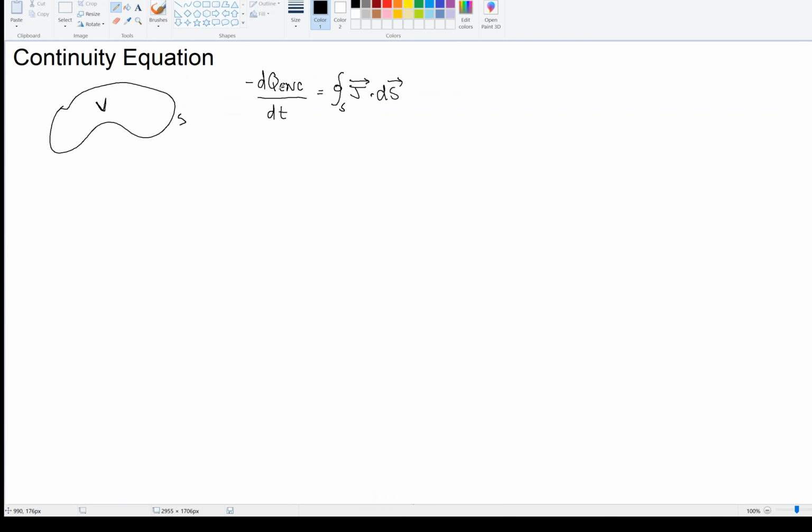So on the left, we have the rate of decrease of the charge that's enclosed in this volume. And then on the right, we have the current through the surface. Remember, the current is the integral of the current density, J. So the current flux through this closed surface making the volume is this closed surface integral of J dot dS.